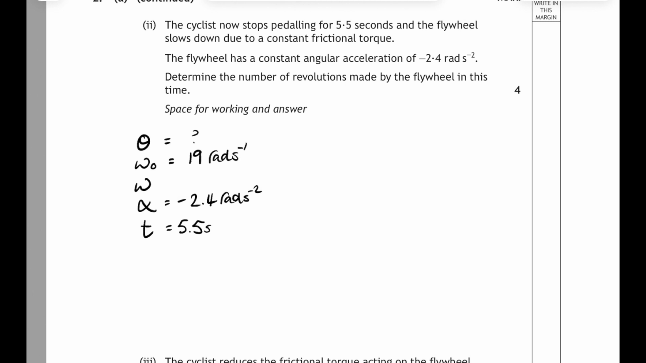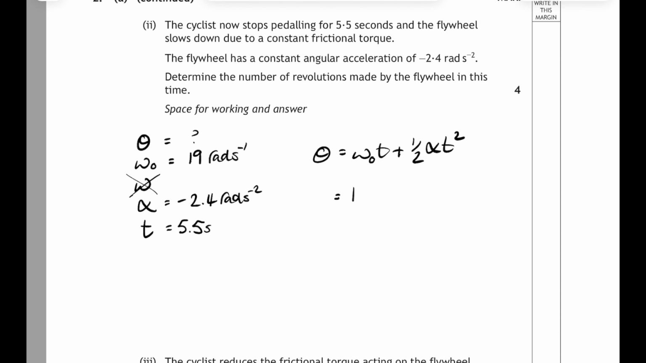That's 19 radians per second. Now we're ready to go. We need the equation of motion that doesn't have omega in it. So it's the rotational equivalent of s equals ut plus a half at squared. And there it is, theta equals omega naught t plus a half alpha t squared. And we're just going to sub everything in there.